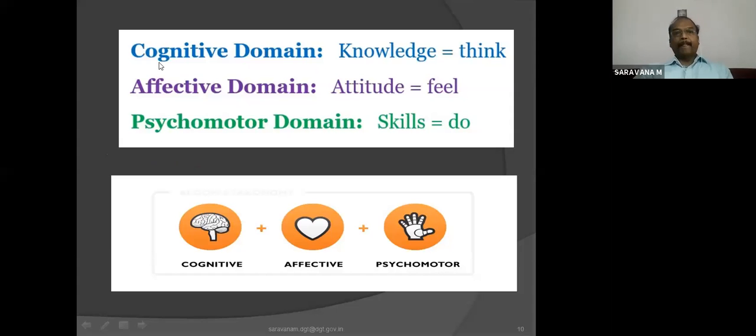Again, one more visual you should know very well. Cognitive domain is knowledge, that is thinking, and affective domain is attitude and feeling, and psychomotor domain is related to skill, do, perform. So knowledge is we can gain information, gain knowledge, and think and recall, that is related to cognitive. Our memory can be recalled through the knowledge which we have gained, that is related to cognitive domain.